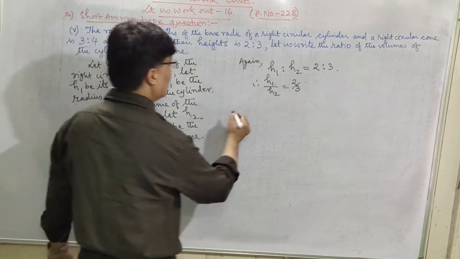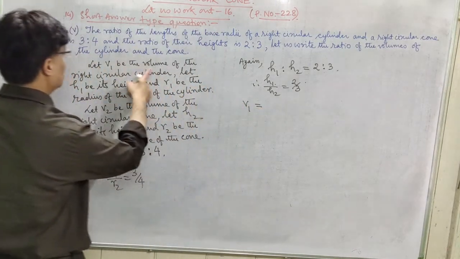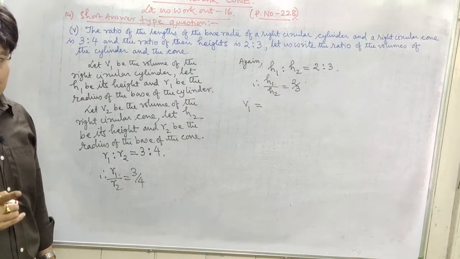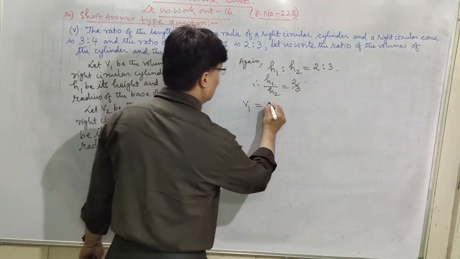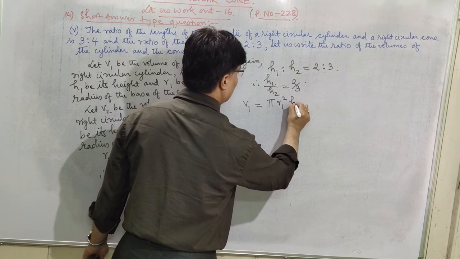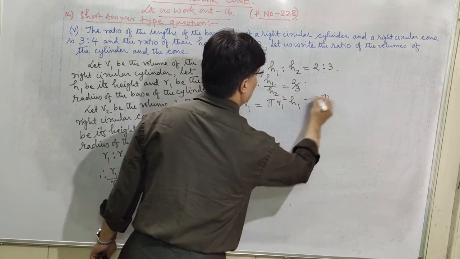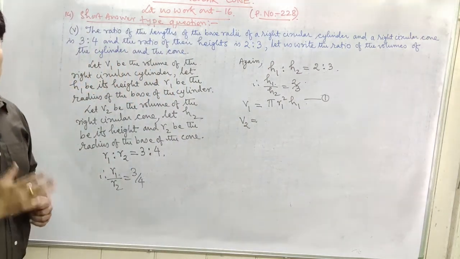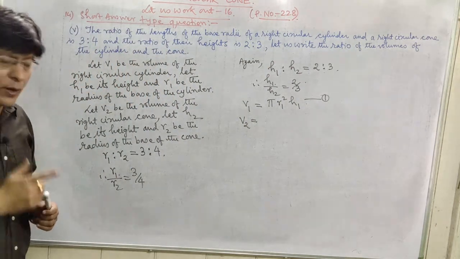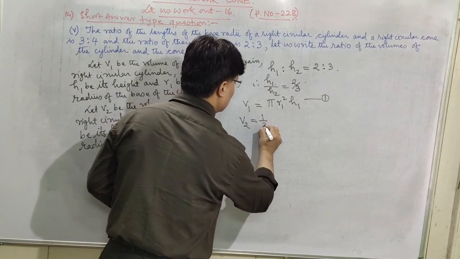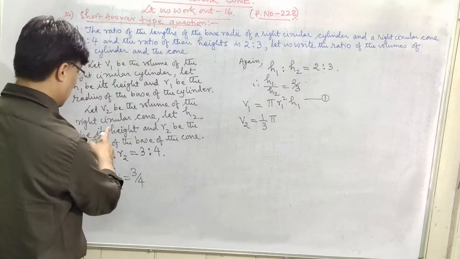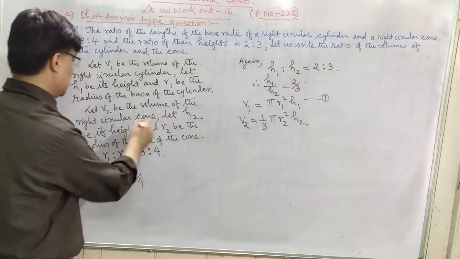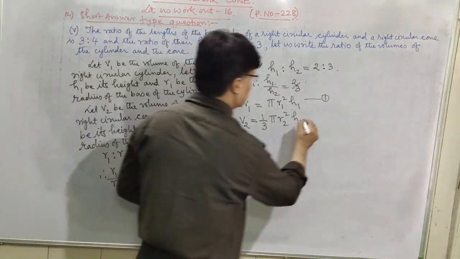So what is the formula for V1? V1 is the volume of the right circular cylinder, and you know the formula for the volume of the right circular cylinder, isn't it? It is pi R1 square H1. Suppose this is number 1. And what is V2 now? V2 is the volume of the right circular cone. So what is this formula? It is 1/3 pi R2 square H2, where R2 is the radius of the base of the cone and H2 is the height of the cone. Suppose this is number 2.